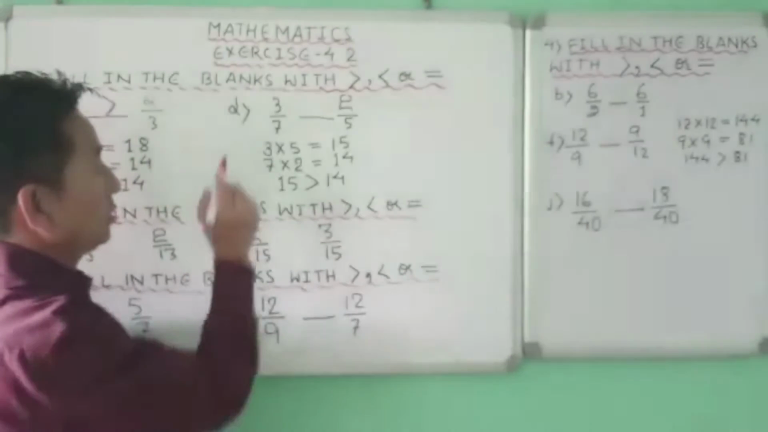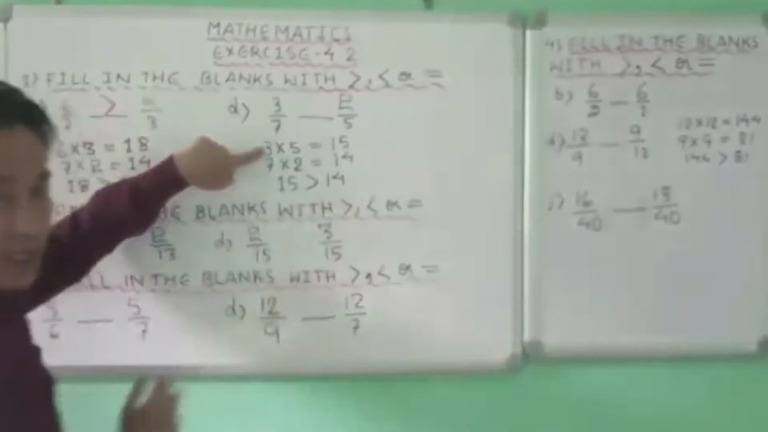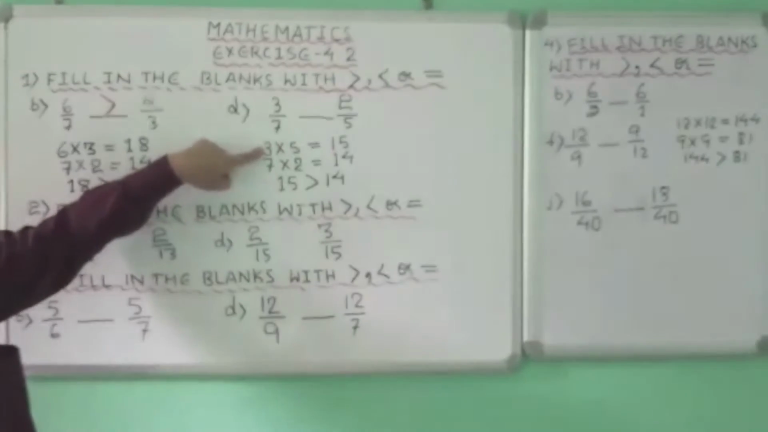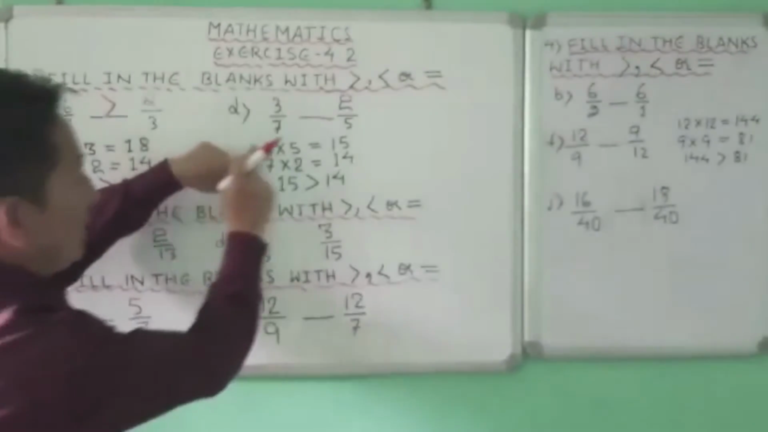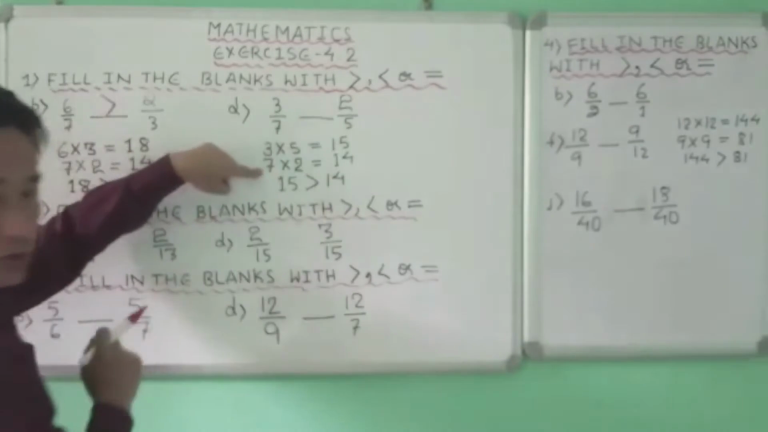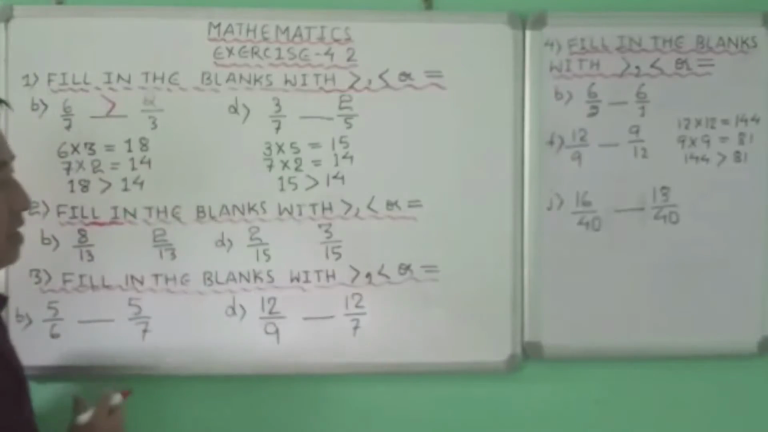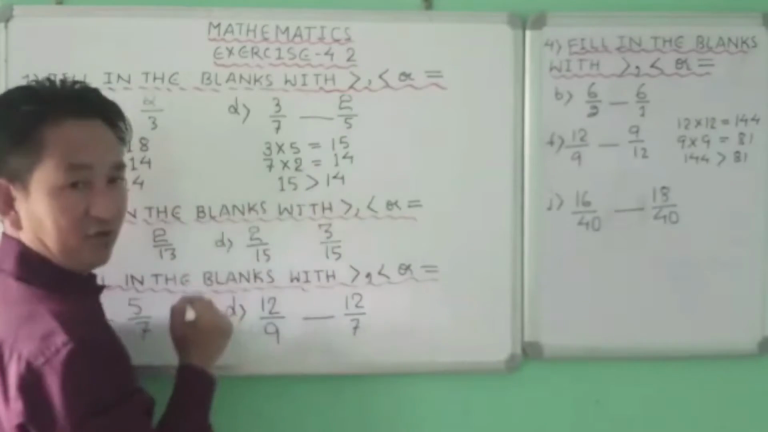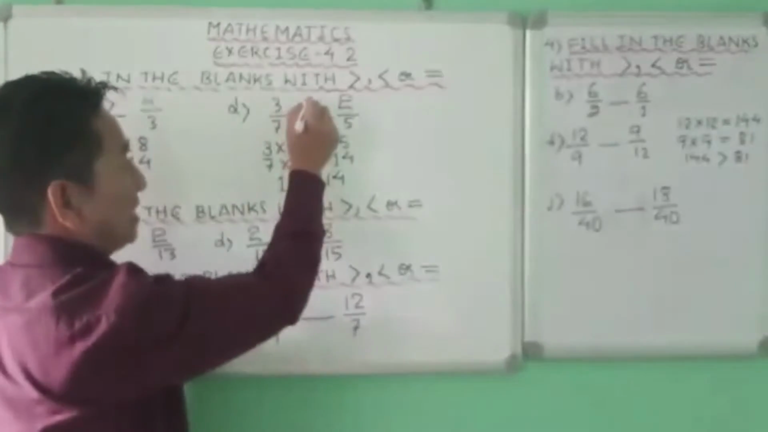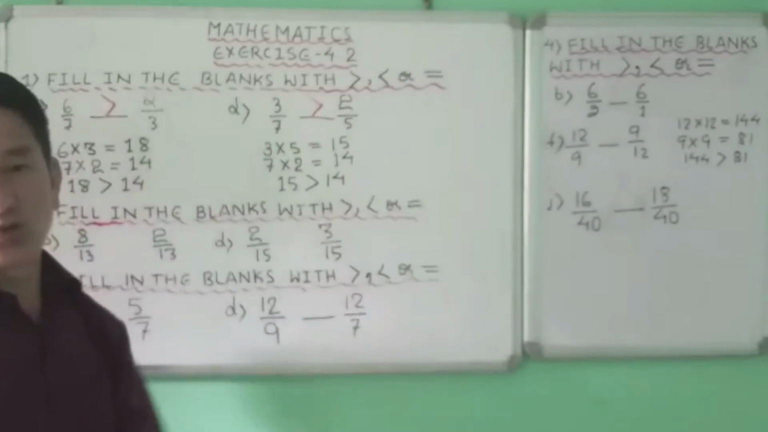Similarly here, 3 into 5, 7 into 2. 3 ones are 3, 3 twos are 6, 3 threes are 9, 3 fours are 12, 3 fives are 15, we got 15. Now next, 7 into 2: 7 ones are 7, 7 twos are 14. Here 15 is greater than 14, so we will write this sign here. So here 3 by 7 is greater than 2 by 5.